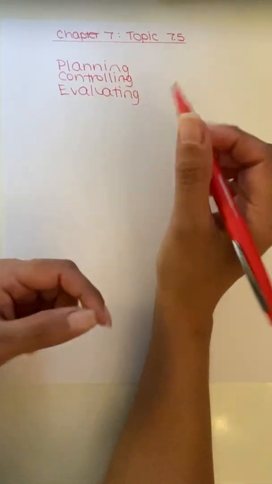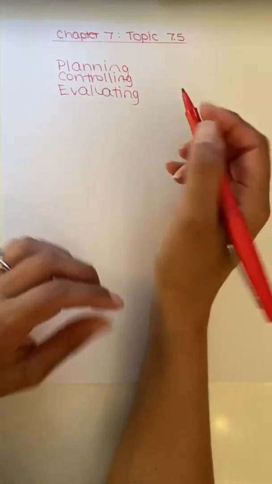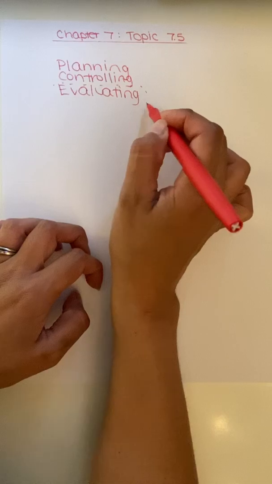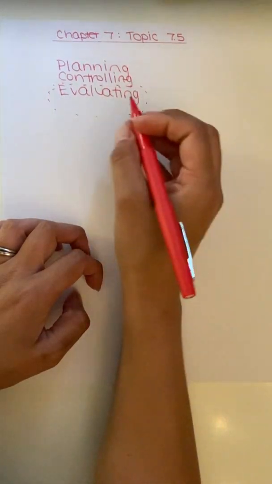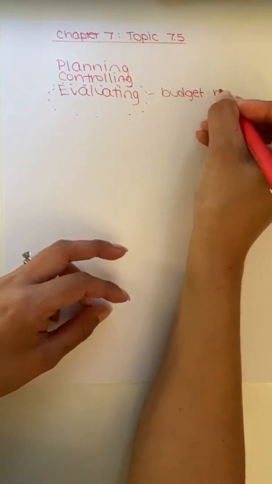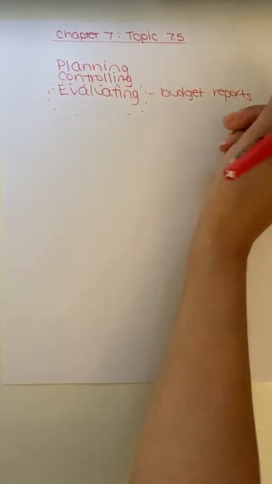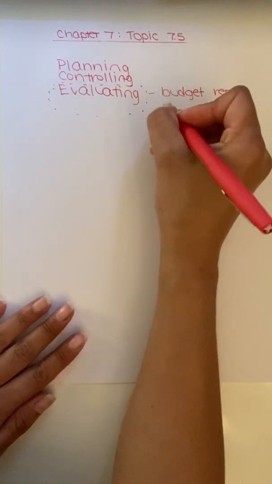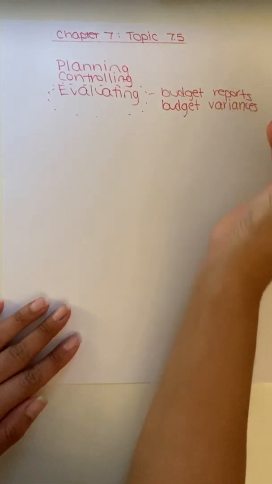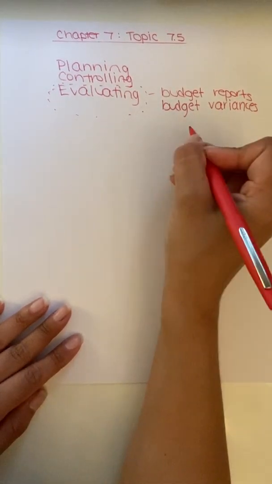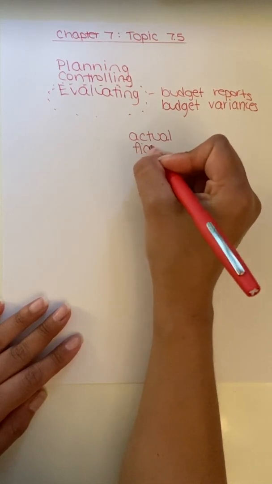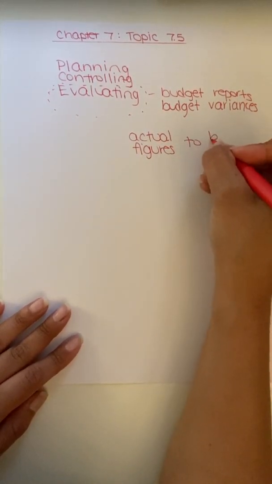So topic 7.5 is entitled Evaluating Goals. The information that we're going to learn in this section is going to help us with that last management responsibility. We're going to learn a couple of reports that go by different names, budget reports. Let me see what your book calls them. Budget variances. Basically, the report that we're going to look at is going to help us compare actual results, actual figures, to expected or budgeted figures.